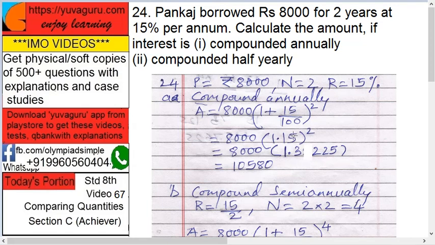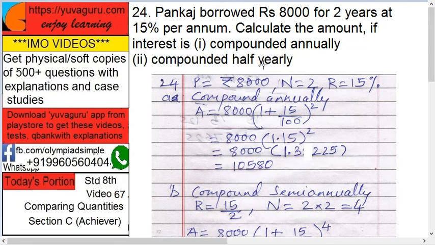So follow my Vedic maths videos for these faster calculations. Because in normal maths which we do in our schools and colleges, you won't be able to get it that fast. Vedic maths is, you can do it on fingers. So 8000 into 1.3225. So multiply that. Again for this also Vedic maths, faster maths, 10580. So amount is 10580. That is when compounded annually.